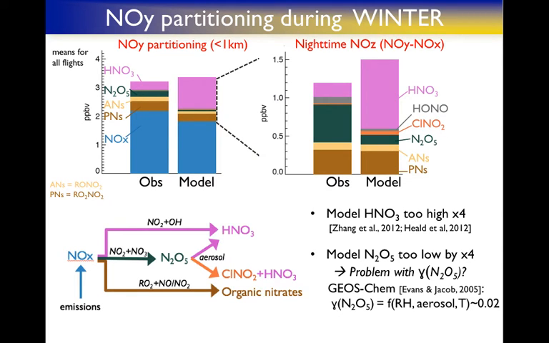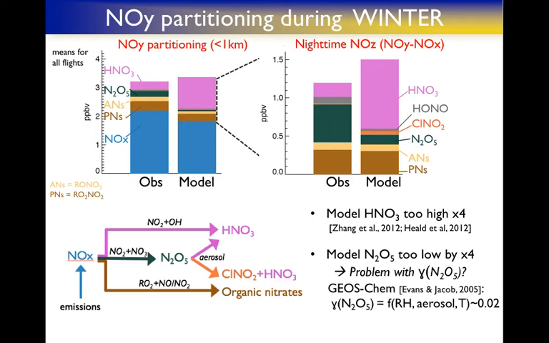Now we'll look at the nighttime NOz, so NOy minus NOx. And now we can see that, yes, indeed, nitric acid is very high, but also that N2O5 is a factor of 4 lower compared to observation. So that's a clear indication that the gamma N2O5 is too low. In this simulation, we used the formulation that was implemented by Matt Evans. It's a function of aerosol type, relative humidity, and temperature, with a gamma of about 0.02.